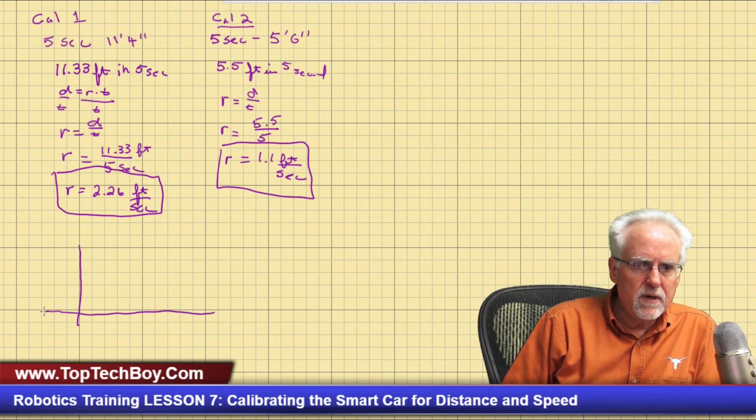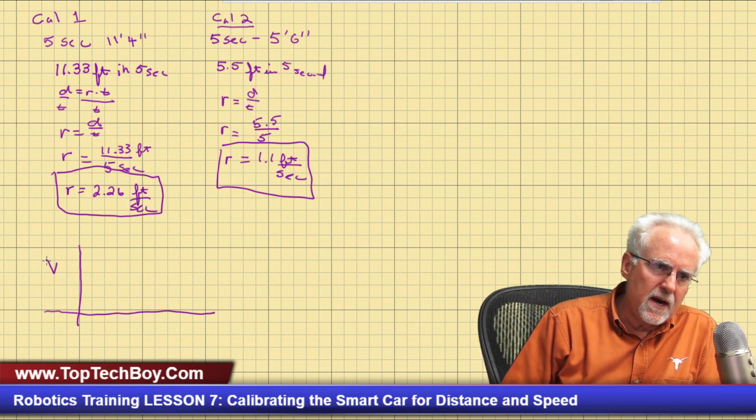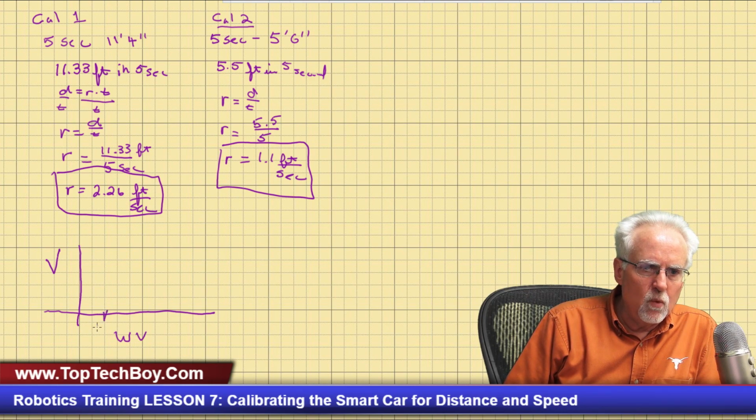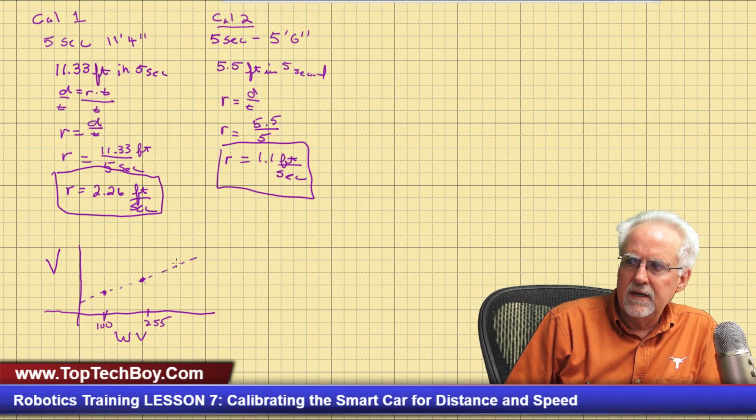Let's try to draw a graph here. This is our velocity or our rate, and this was that right value, right? We had 2 right values. We did a right value of 100, and then this would be 150, 200, 250, and then we did a right value of 255. At a right value of 100, we went 1.1 feet per second, and at a right value of 255, we went 2 and a quarter, right there. So what we're going to do is assume that the function is linear between there.